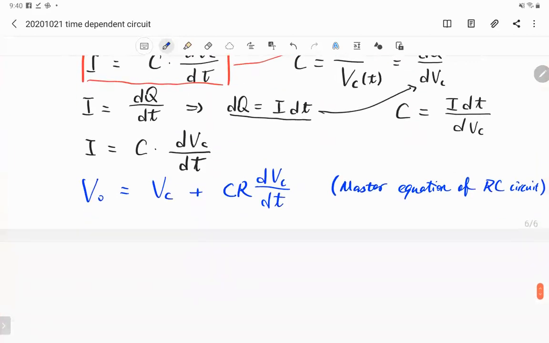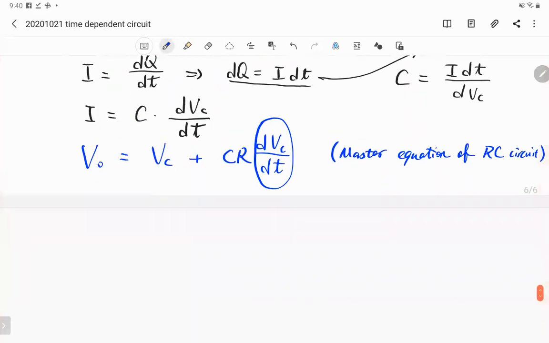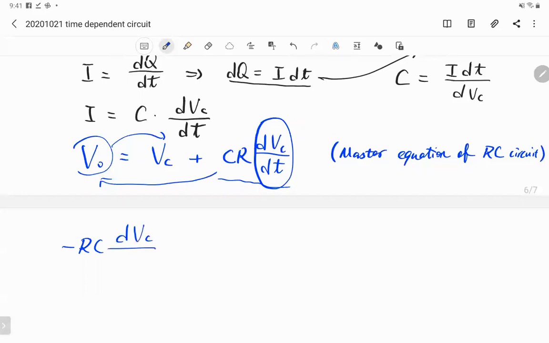And this equation is a derivative equation because we have a derivative in this equation. So how to solve the equation is a little bit tricky. I'll tell you how to do this. Move this part to the right and move this one to the left. And I have RC minus dVc over dt equal to Vc minus V0.